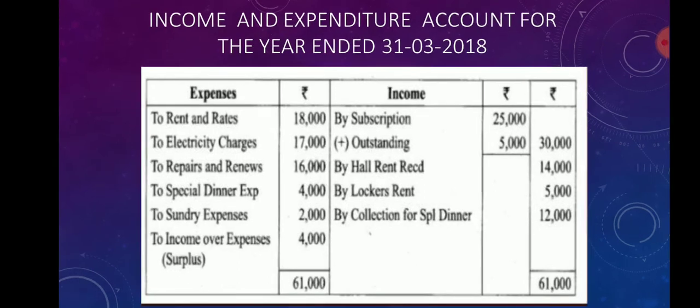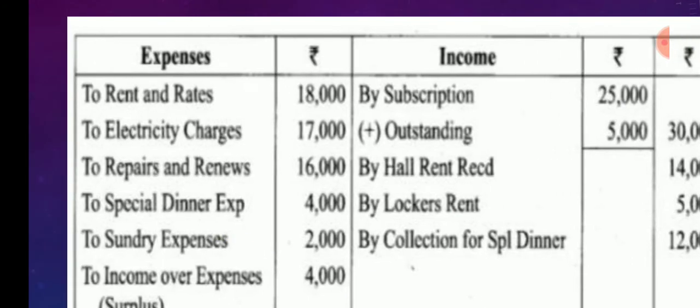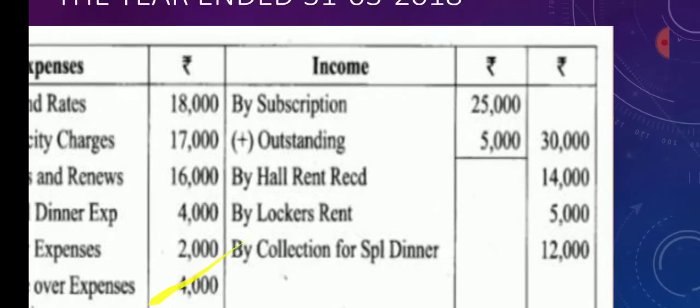Then the second account is prepared, income and expenditure account for the year ended 31st March 2018. So expenses side, to rent and rates 18,000, to electricity charges 17,000, to repairs and renewals 16,000, to special dinner expenses 4,000, to sundry expenses 2,000, to income over expenses.